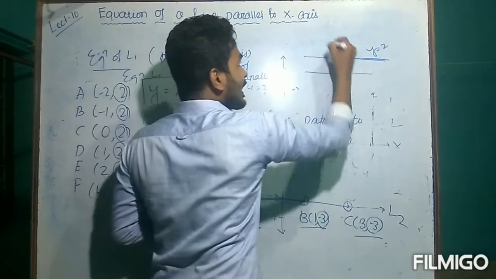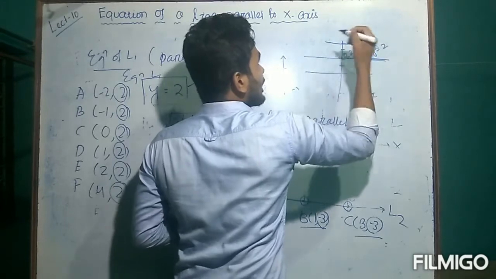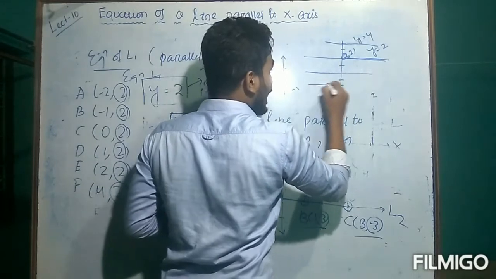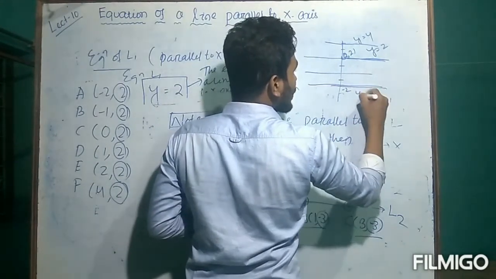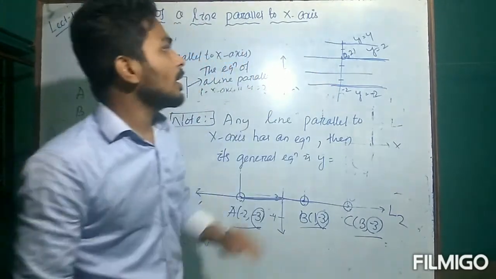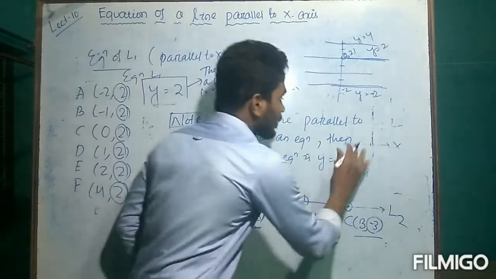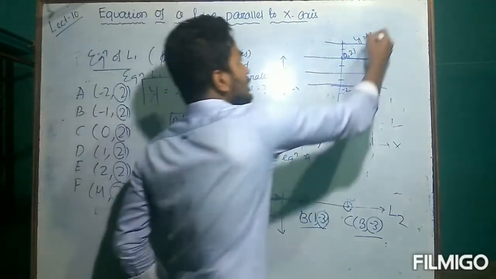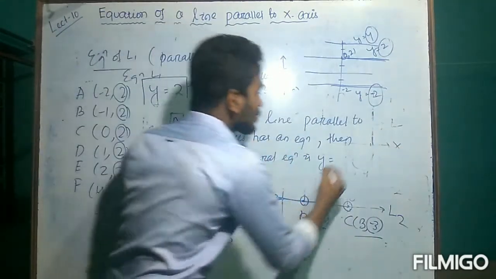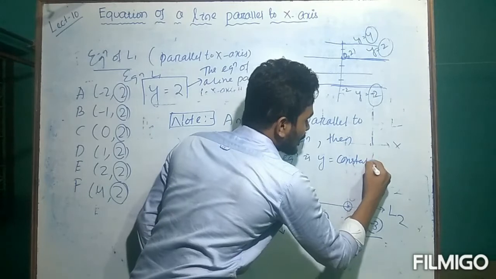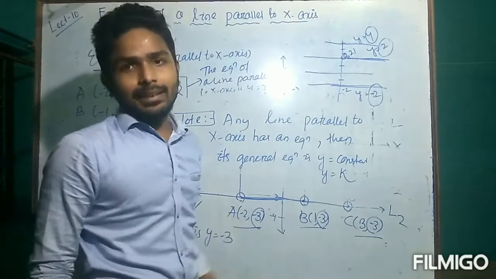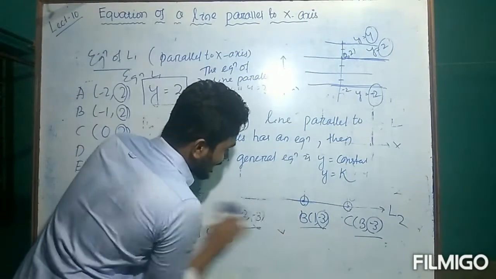But if it cuts the line at 4, then the equation of this line will be y is equal to 4. If it cuts the line at -2, then the equation of this line is y is equal to -2. So any line which is parallel to the x-axis has an equation y is equal to something. Now what is the something? Here, 4 is a constant, 2 is a constant, -2 is a constant. So the general equation is y is equal to constant, or you can say y is equal to k. Right? What is k here?